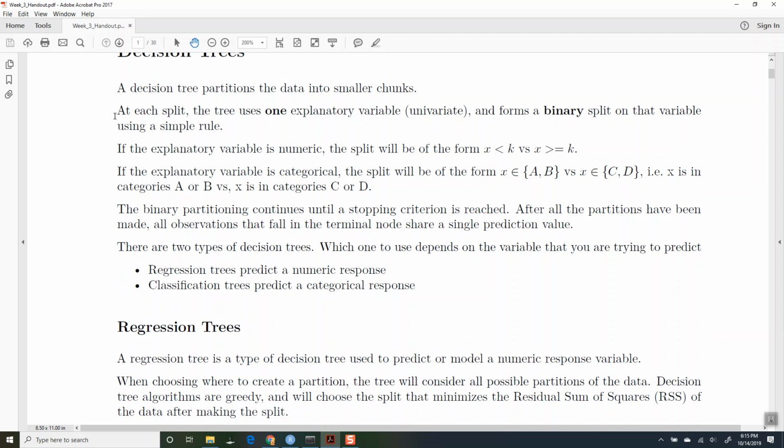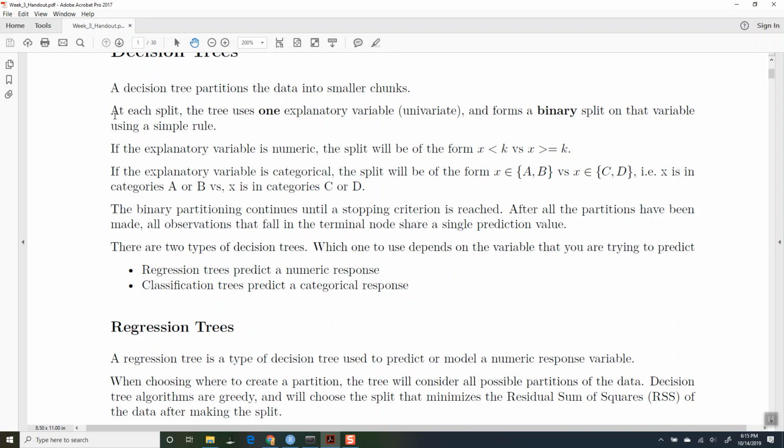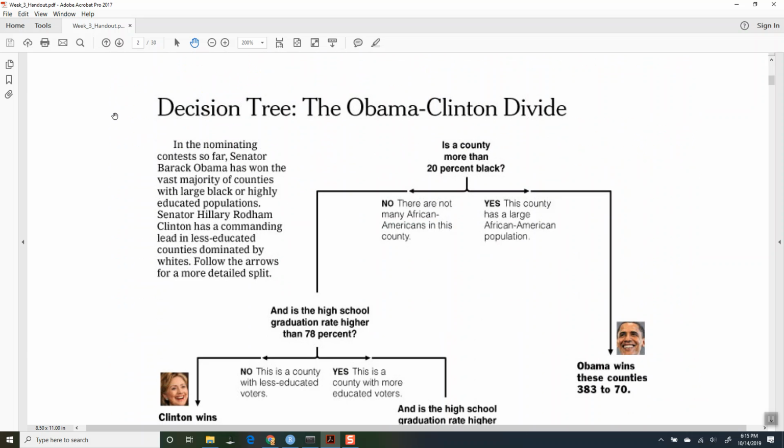Regression trees predict a numeric response, and classification trees predict a categorical response. Actually, before we get into regression trees, go ahead and turn the page, and I've got an example. They created a decision tree in the New York Times back in 2008. So this is super long ago. This was back when George W.